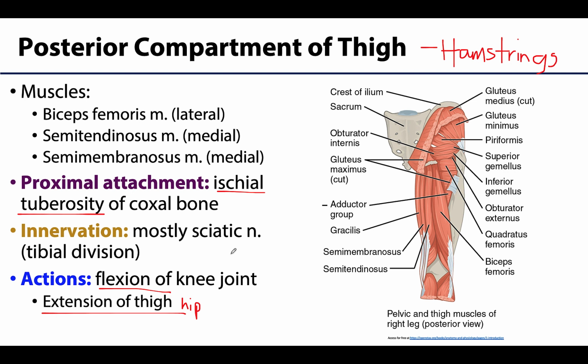You'll have three main hamstring muscles. You will have the semitendinosus, which you can see here, it is going to be more on the medial side of the posterior thigh.